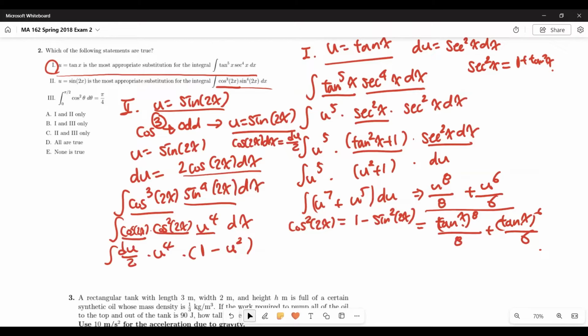So it is the most appropriate substitution in this case because cosine is odd. And if you know that if cosine is odd, that means you can find the derivative easily by putting u equals sine 2x. It's the thing that you have to memorize: if cosine is odd, u has to be sine. So 2 is right. Let's look at 3.